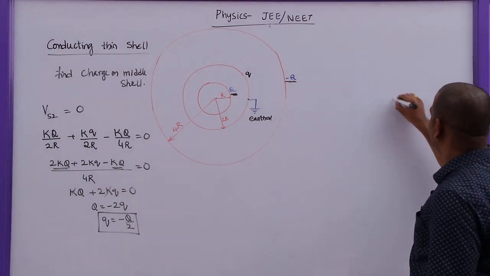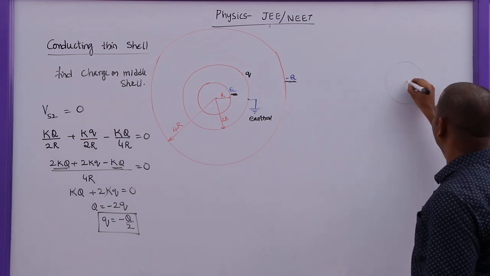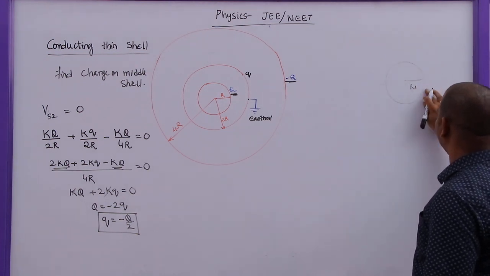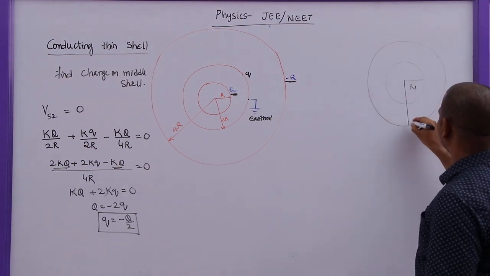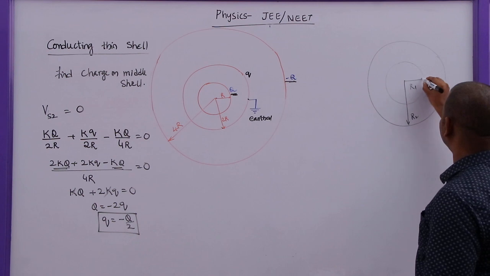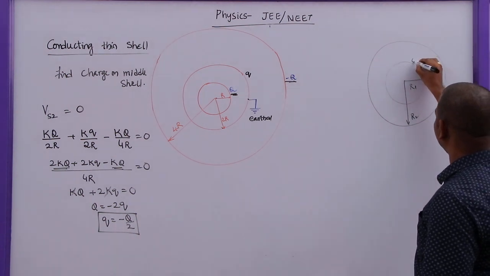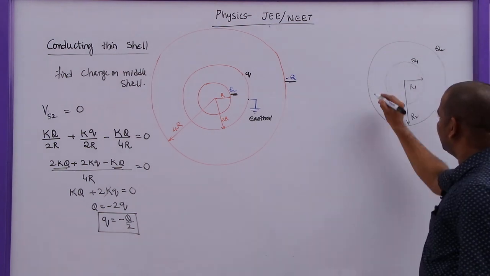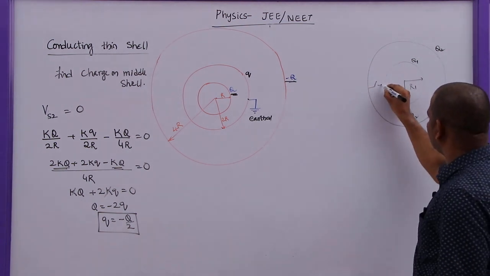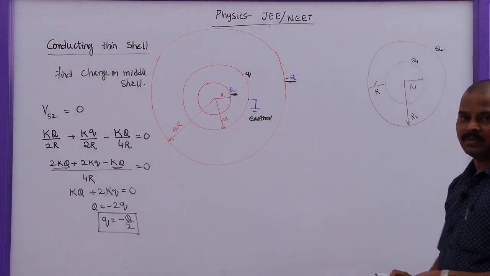Here, let me take one sphere of radius R1 and the outer sphere of radius R2. So this is R1, this is R2. Let the charge on this one be Q1 and the charge on this one be Q2. Now these two are connected with a key here. So this is the key K.